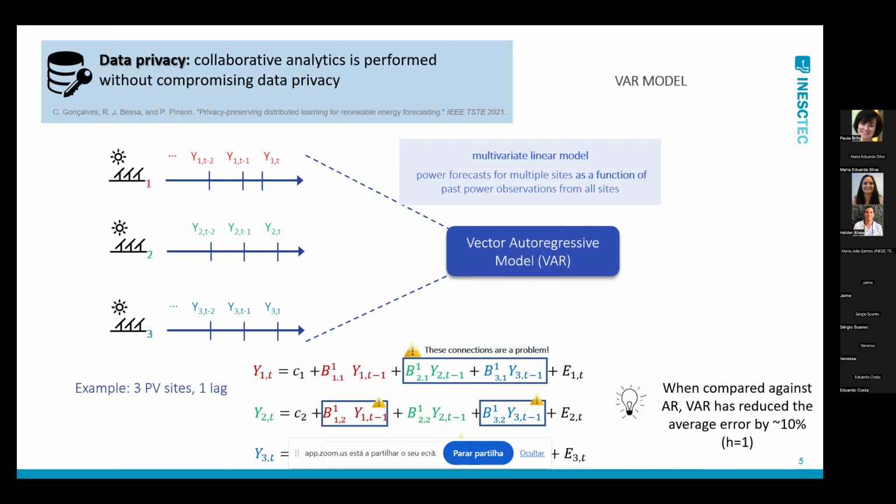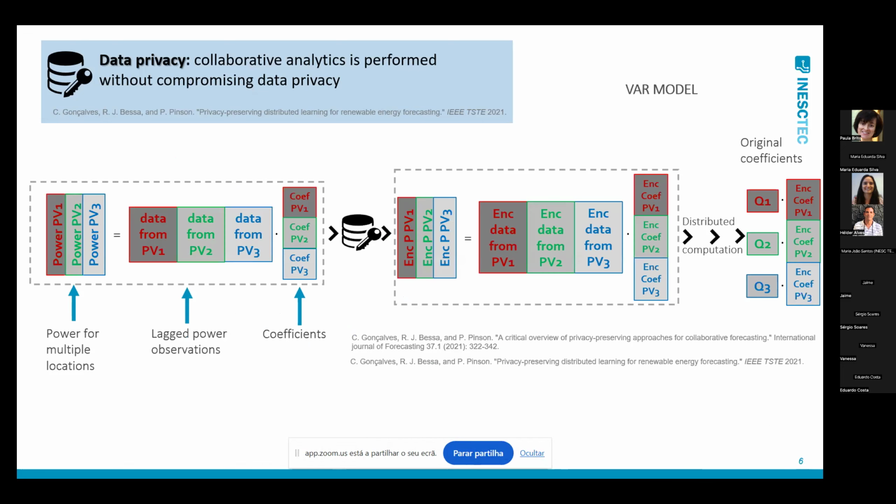And since our model is linear, our solution consisted of encrypting sensible data with linear algebra in such a way that the original linear system is transformed into an equivalent linear system. And in this way, agents share an equivalent version of their sensible data. They can solve the problem in a distributed way and recover the solution of the original problem at the end.